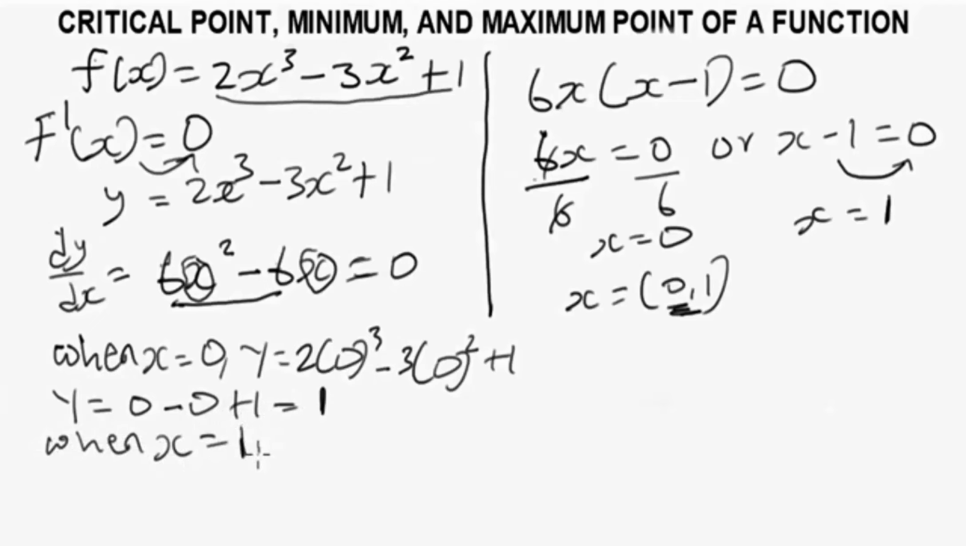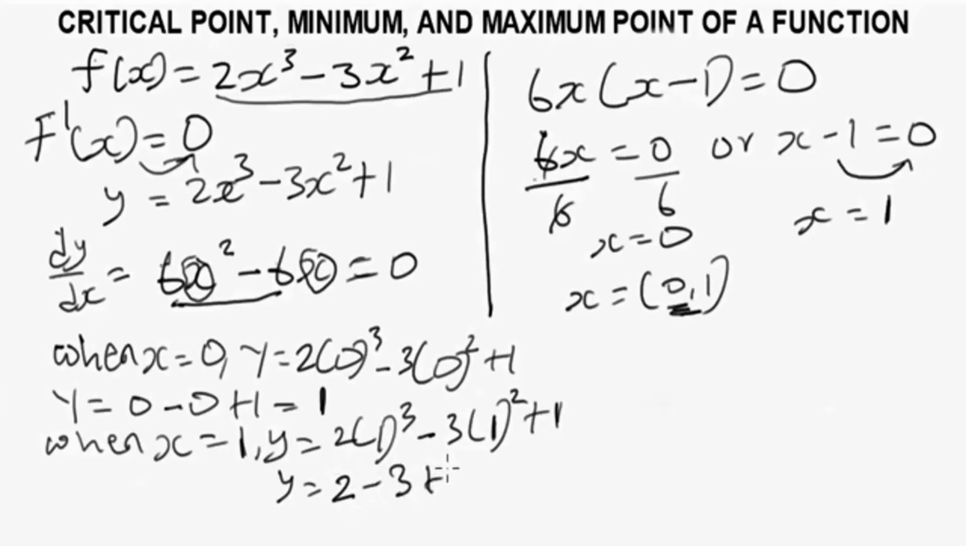equals 1? So y will be 2(1)^3 minus 3(1)^2 plus 1. Right, so let's simplify that also. When we simplify this, we're going to have 2 minus 3 plus 1, which is going to give us 0.